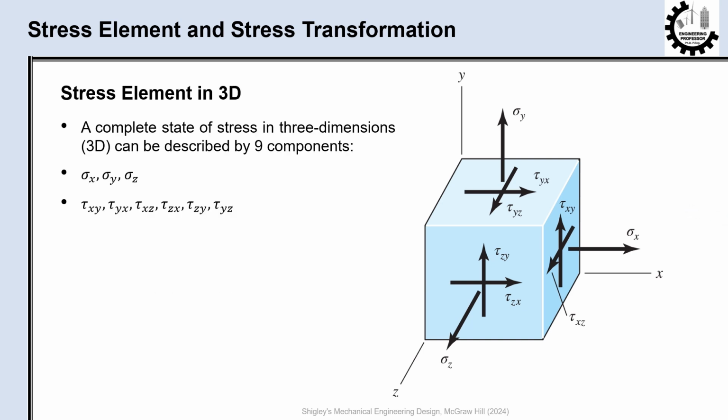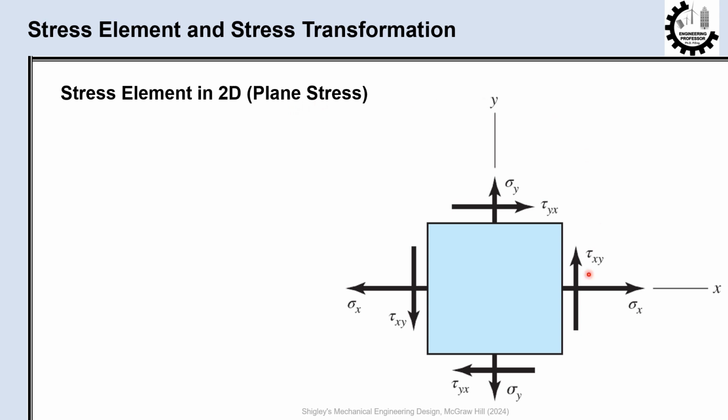So now that we have discussed all these 9 components, we can continue our analysis on the 3D stress element. Another important fact here is that due to equilibrium, cross shears are equal. So tau xy equals tau yx, and so on. This reduces the stress components from 9 to 6. A more simplified stress element is 2-dimensional plane stress, which occurs when stresses on one surface are 0.